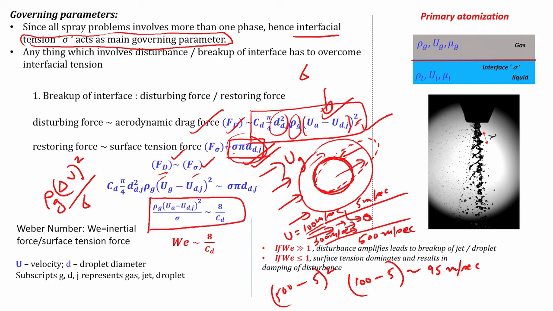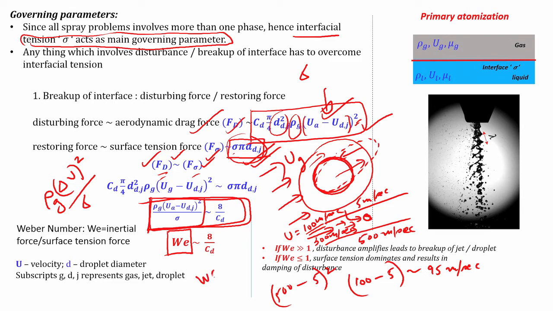So, this quantity implies a ratio of the inertial force, which is basically the aerodynamic force, divided by the surface tension force, that is exactly what it is, because you have equated these two, right. So, dividing one by the other gives you the inertial force divided by the surface tension force, right. This particular quantity has a name, it is called the Weber number, and we write it as WE, right. So, what does the Weber number actually designate?